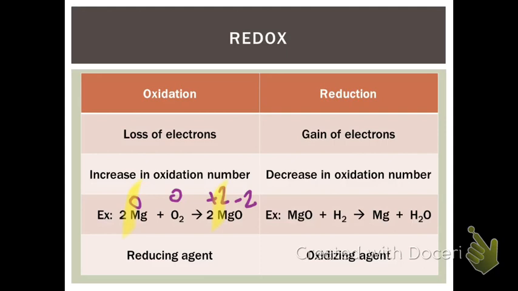Versus, in the other example, if you assign the oxidation numbers to each one of these elements, you'll notice that the magnesium here actually goes from plus 2 to 0. So it's going down, so it's a decrease, and so it's being reduced. Remember, if they ask about the agent, it plays for the other team. It's like a double agent. So if it's the reducing agent, it's actually the one undergoing oxidation. If it's an oxidizing agent, it's actually the one undergoing reduction.